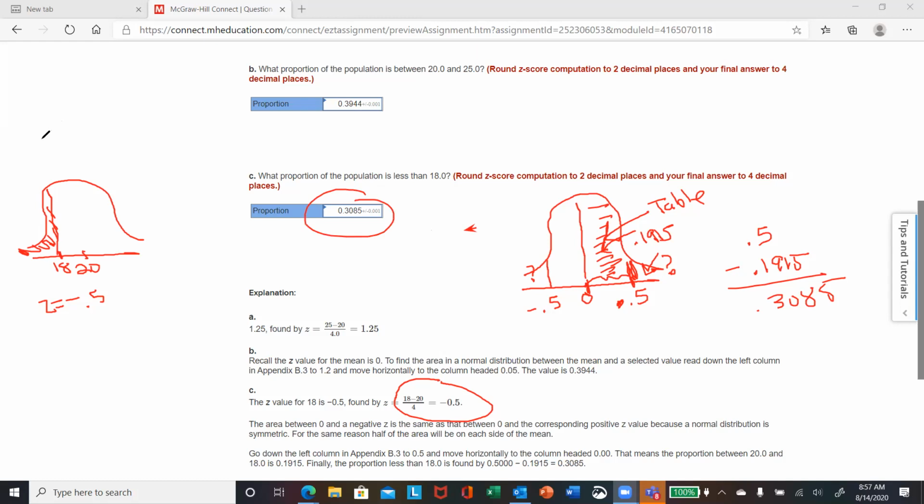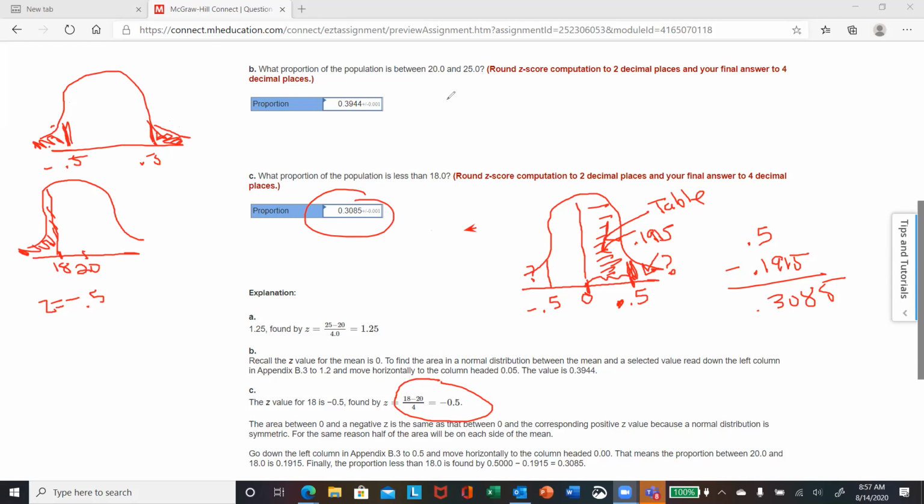So again, let me just draw that one more time. Just using symmetry, I'll draw my two lines. If I have a negative 0.5 and a positive 0.5, what we're basically saying is these two areas, to the left of negative 0.5 and to the right of positive 0.5, are essentially the same.